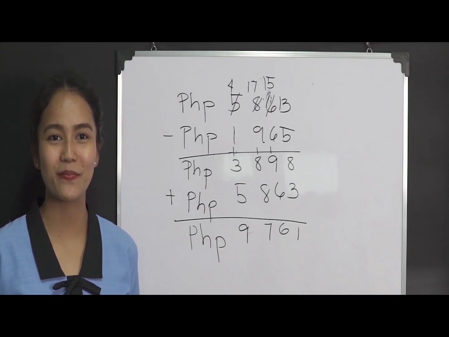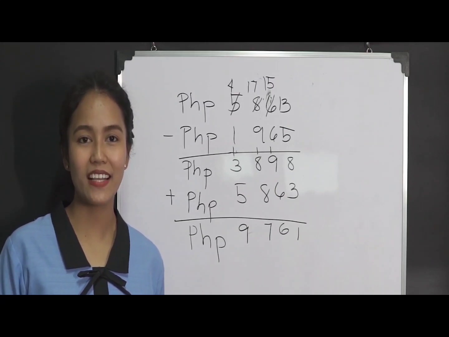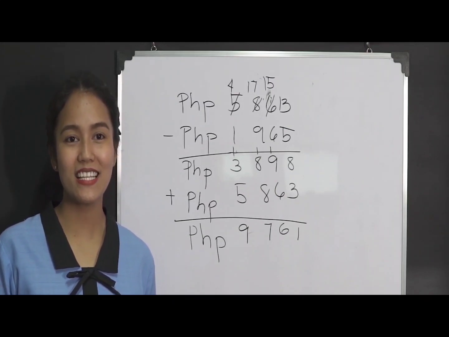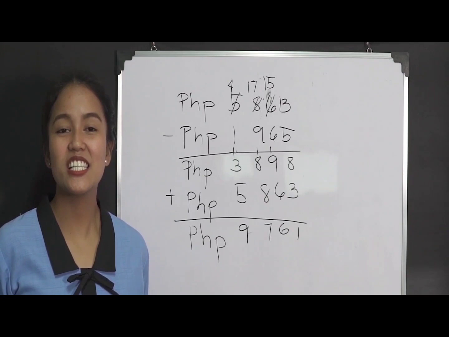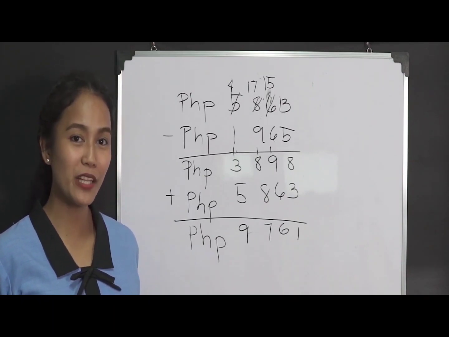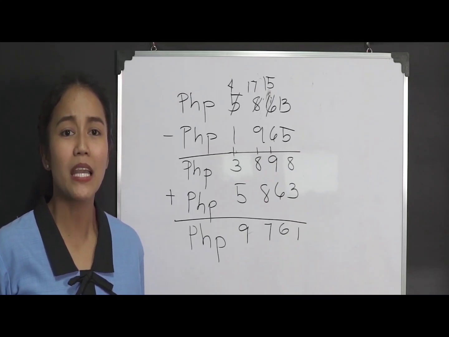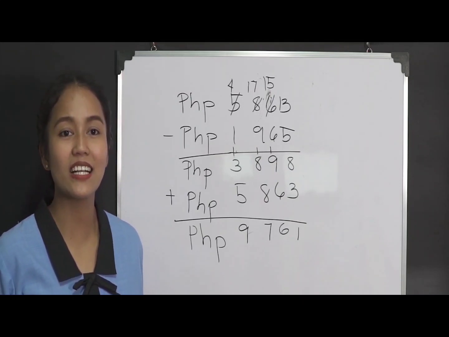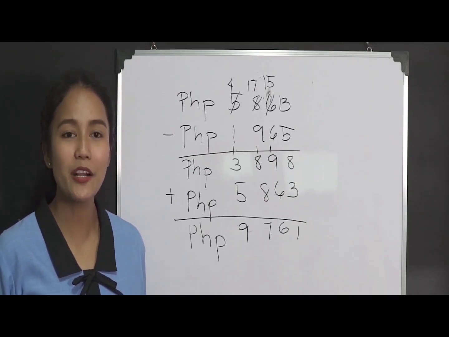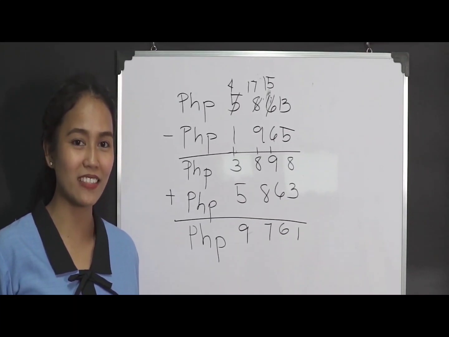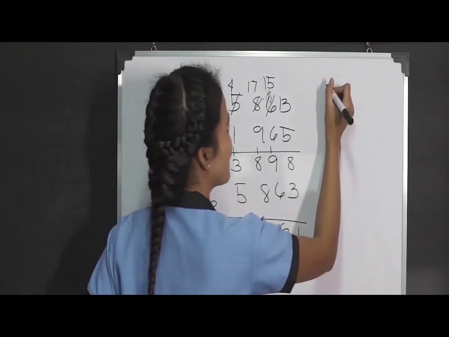Last is to check if the answer that we got is correct. To check it, just simply subtract the cost of the printer from the total cost of the monitor and the printer. If the answer that we get is the cost of the monitor, therefore our answer is correct. Let's check.